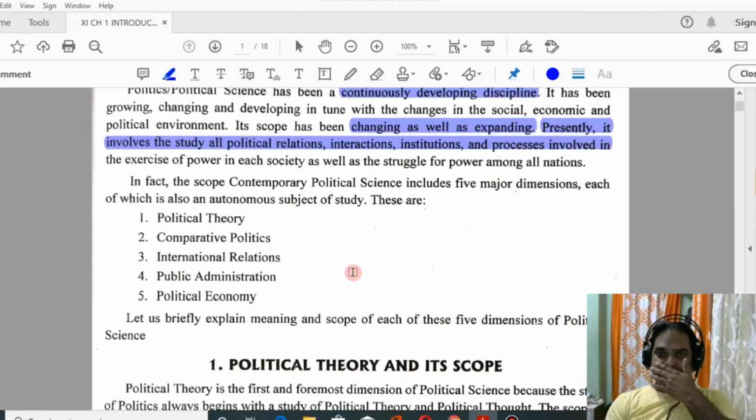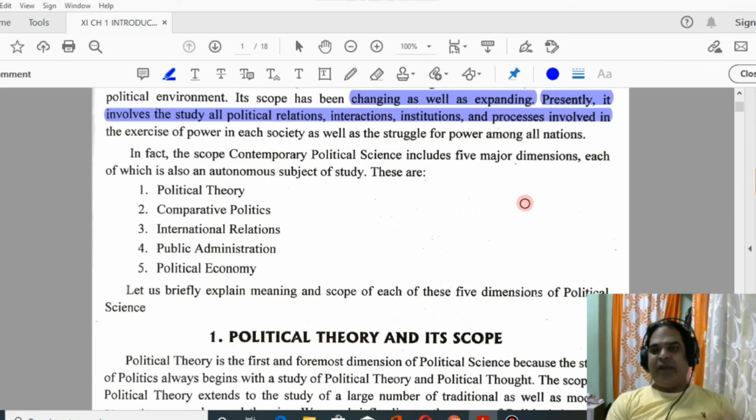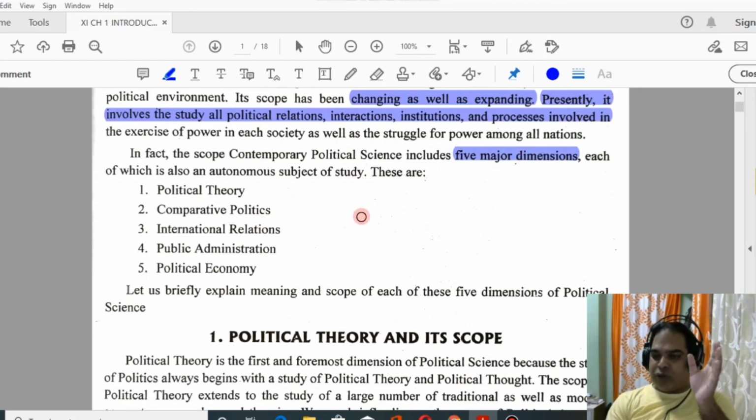Okay. Now you can see here, there are five major dimensions of political science. If you study these political dimensions one by one, my dear, today I think the class is going to be lengthy. Anyhow, I'm going to complete this today only. So patiently, please watch it and try to understand it.